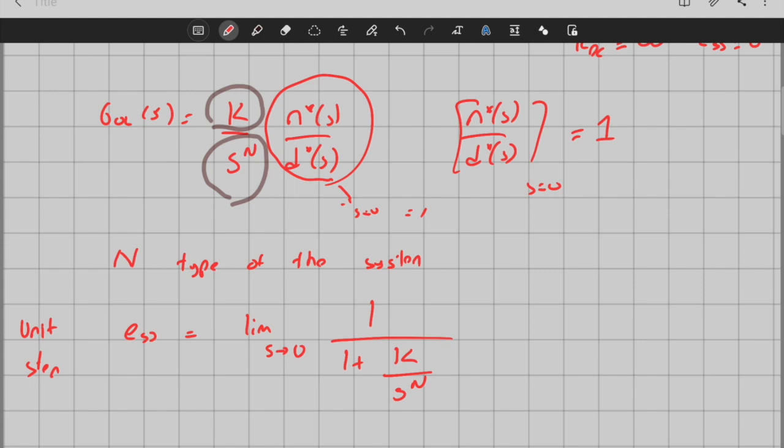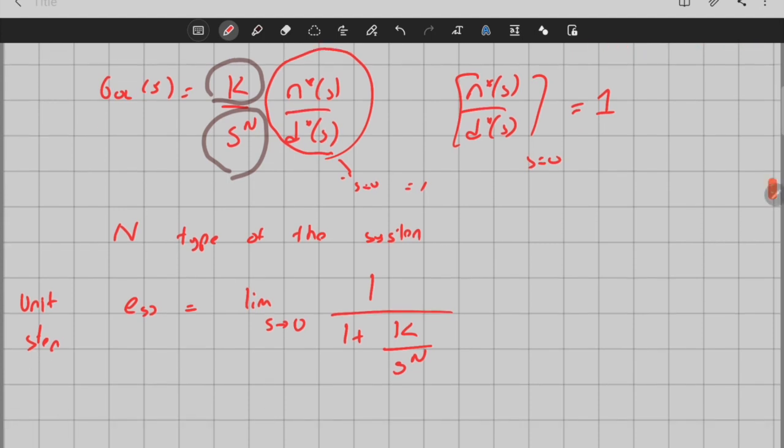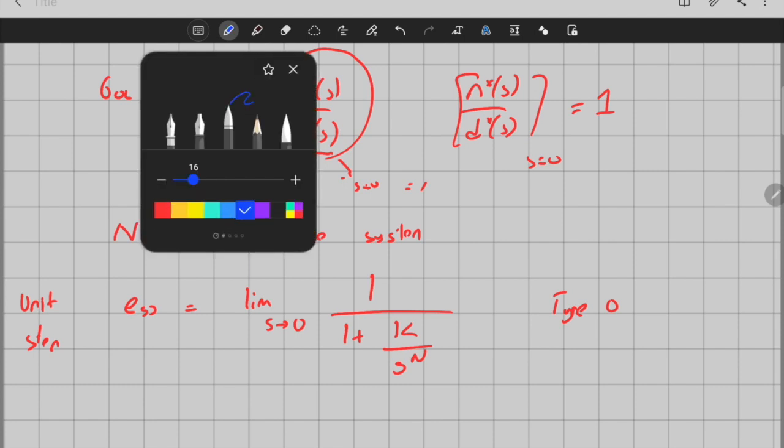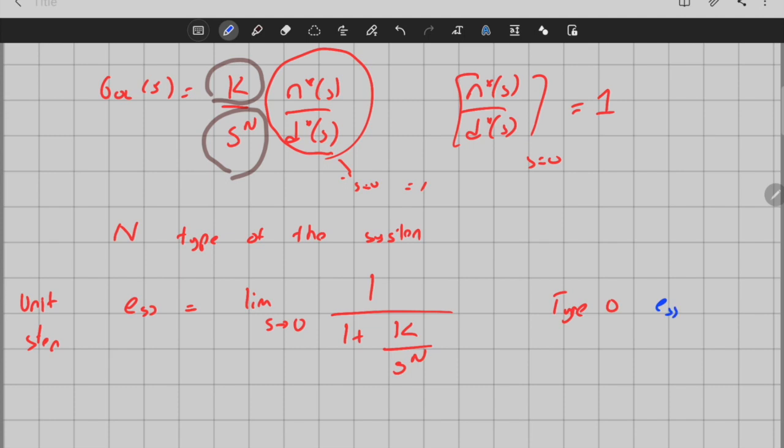Okay, that's great. So if n is equal to 0, type 0, error steady state is equal to 1 over 1 plus k. Okay, so for a type 0 system, I call k as kp, which is also called static gain constant of the system. So this means that if I have a type 0 system, if my input is a unit step, I have a constant steady state error, and it's equal to 1 over 1 plus kp.